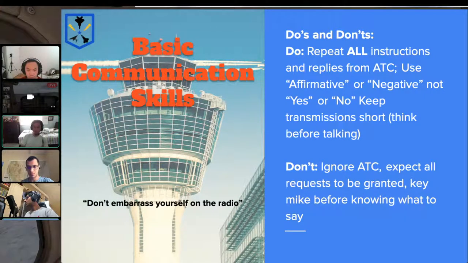He could have said Wilco on the radio. Exactly, because that's instructions. But if it's a question, just use affirmative or negative. No need to get fancy. Just tell them what they want to know.